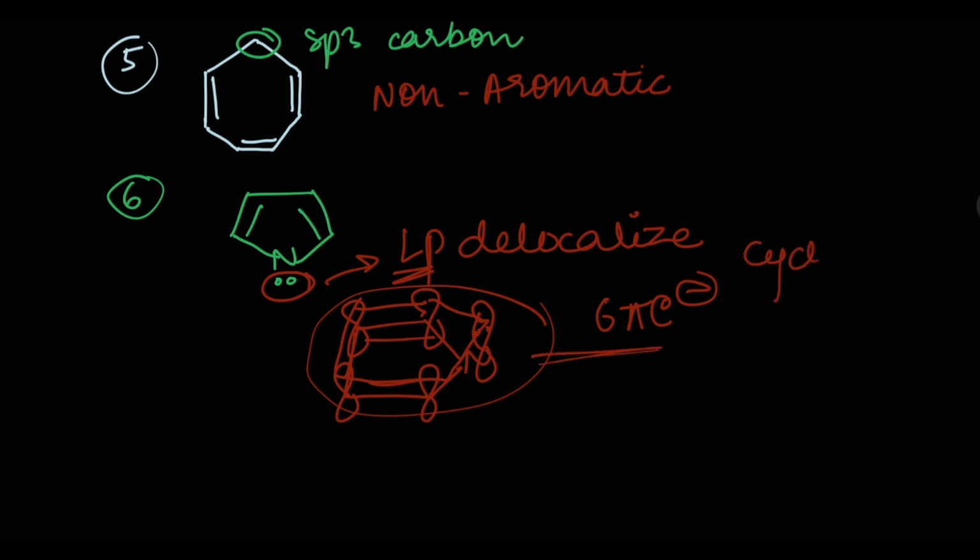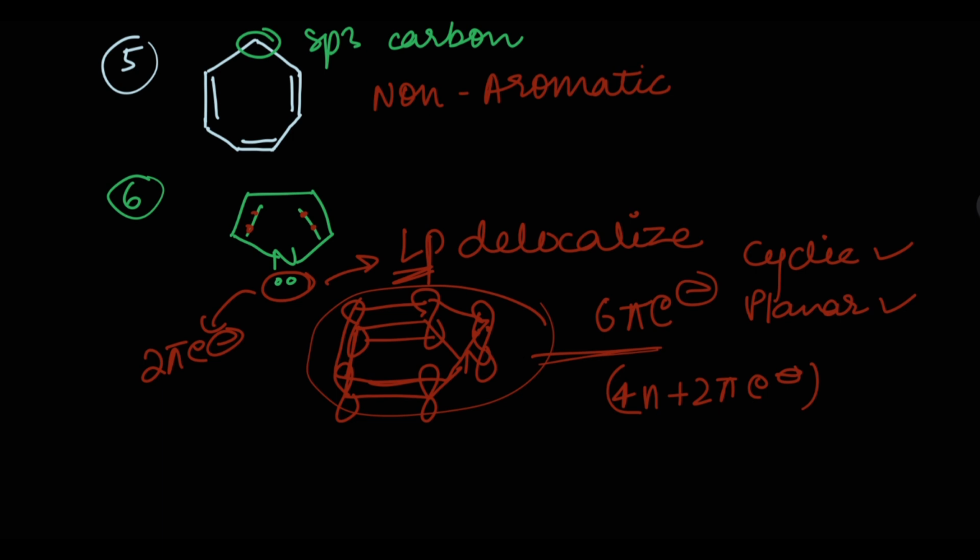It is cyclic. Yes. It is planar. Yes, and due to delocalization of the lone pair, there will be 2 pi electrons extra added along with these. So this follows the 4n plus 2 pi electron rule. It is conjugated. Yes, there is no sp3 carbon present, so this will be aromatic.